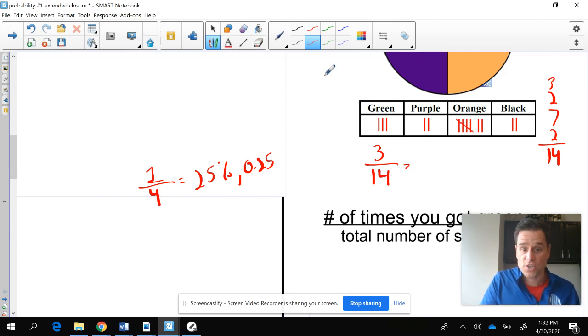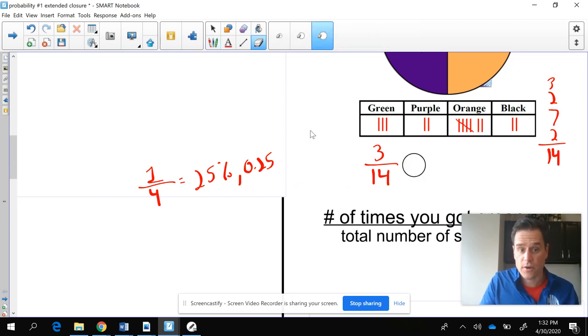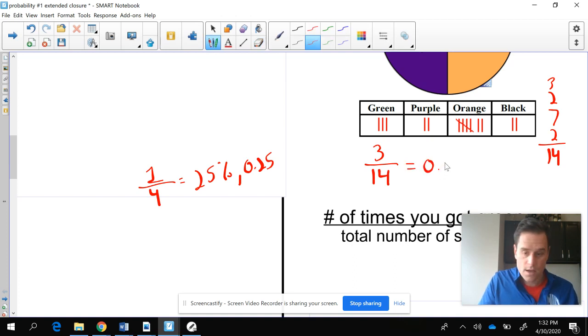So here, in theory, we should get 25%. But if you divide this, guys, you get this decimal. We're going to say 21, and we're going to put 4, and then we're going to change that to 21.4% probability.